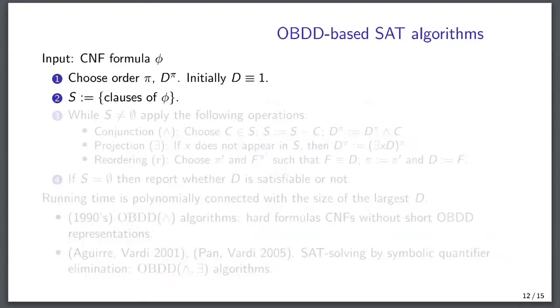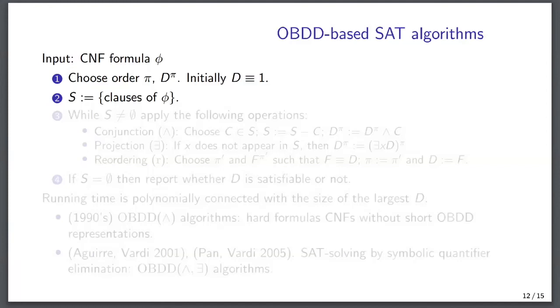Okay, and now I will discuss an OBDD-based algorithm for SAT. What is the difference between algorithms and proof systems? A proof system works only for unsatisfiable formulas, and algorithms can be applied to both unsatisfiable and satisfiable ones. But if we want to solve both of them, then we have some restrictions.